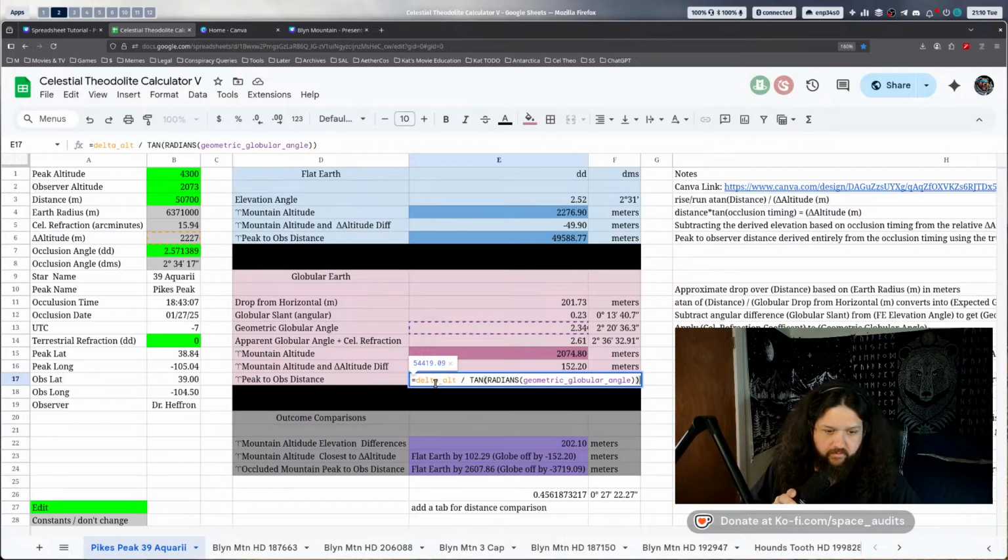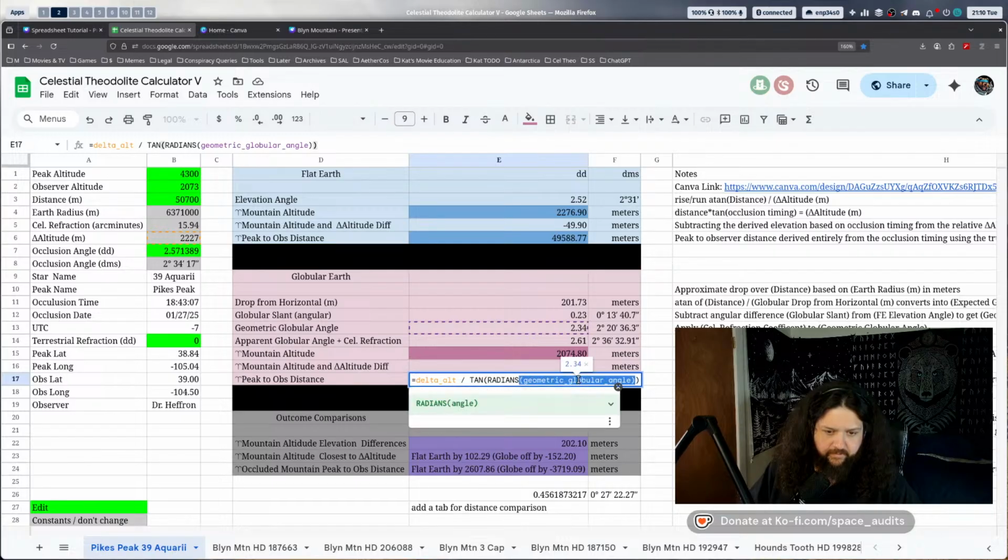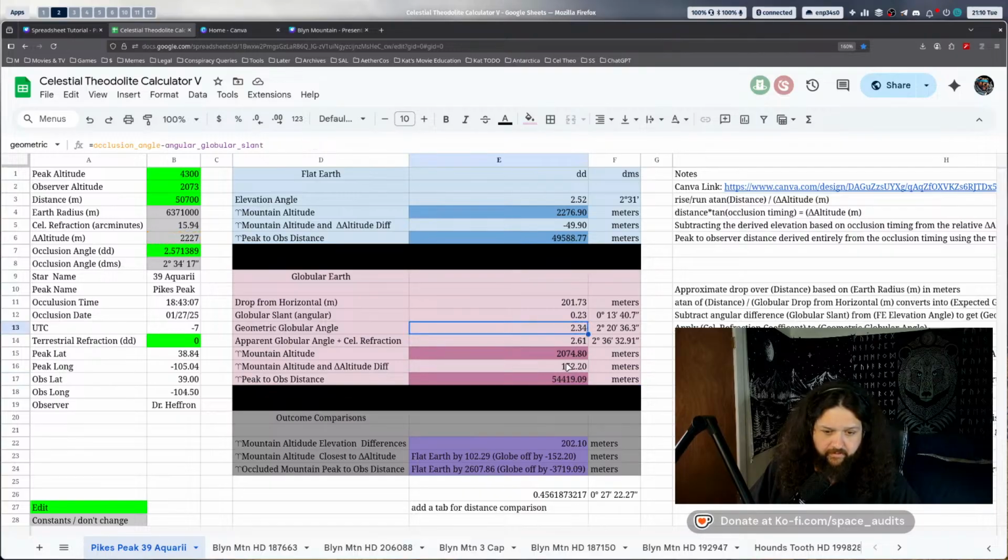Yeah, E17. So where it says geometric globular angle, that's weird, because on mine that was showing the E7. It is. Yeah, it's E13 now.